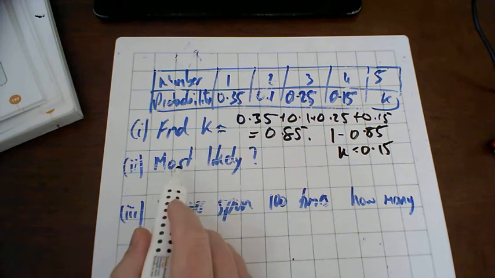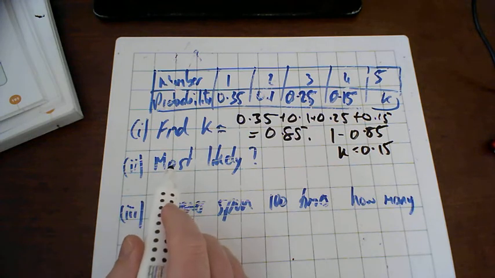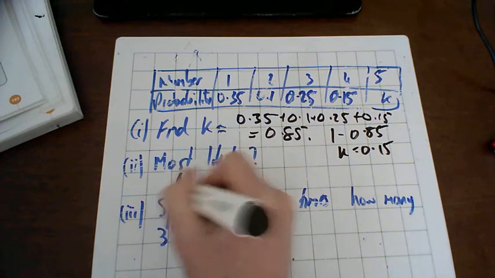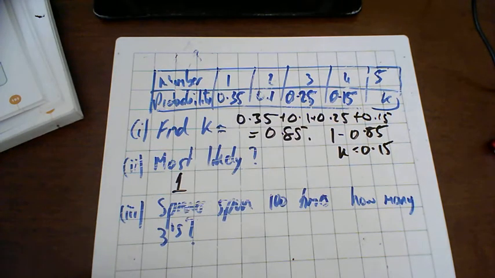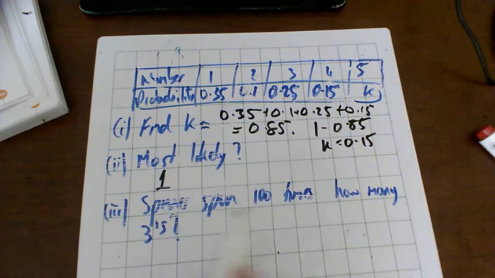Next one, again, very easy. Write down the number on which the spinner is most likely to land. It's obviously the number 1, because it has a probability of 0.35. Again, this is a good topic to come back to first day back. The spinner is spun 100 times. This is the expected frequency. It's only expected, it's not exact. How many threes? So you find the probability of 3. Expected frequency is the probability of 3s, so the probability of 3 is 0.25, multiplied by the number of trials you're going to carry out.